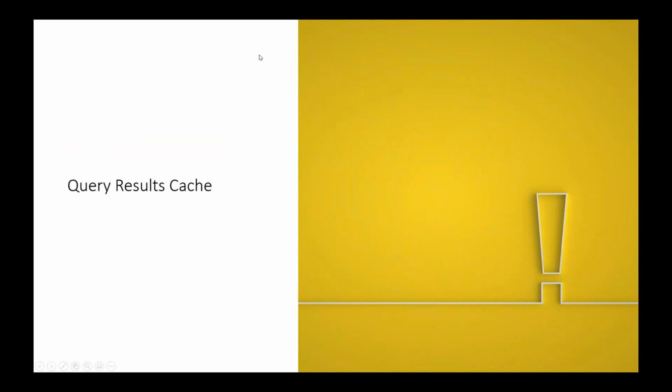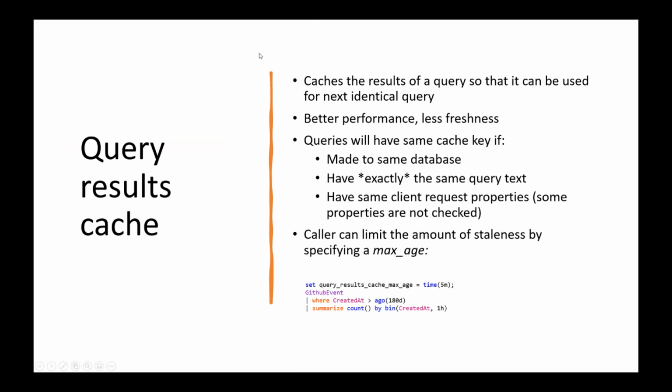Query results cache. So go to the next slide. Query results cache is something that you append. It's a set statement that you append to the query, and essentially you tell Kusto to keep the data in the server-side cache.